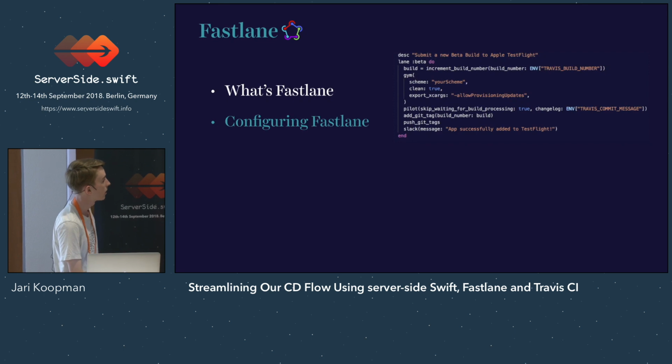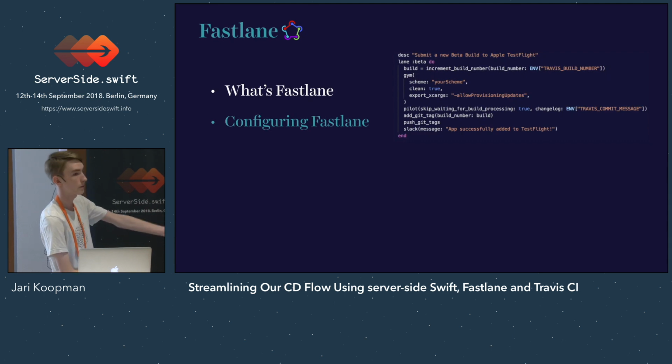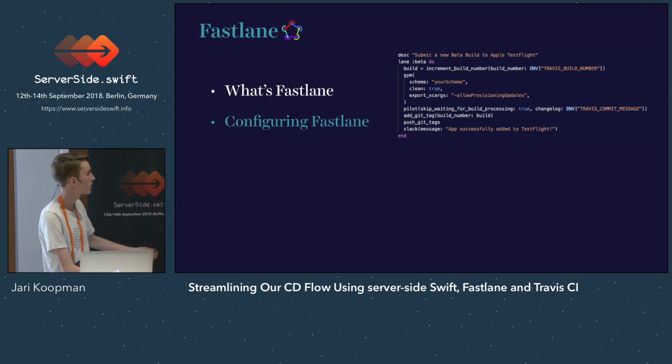And then for this beta lane, what we do is we first get a build number, which is the same as the Travis build number, which gets auto-incremented by Travis every time, so we don't have weird conflicts on iTunes Connect, which will say, hey, you already have a build number that's higher than the one you're trying to upload now, we're not going to do this. Then this gym action is actually creating our app binary. And then with this pilot action, they use big confusing naming, but what it does is it uploads it to iTunes Connect and it submits it to internal TestFlight.